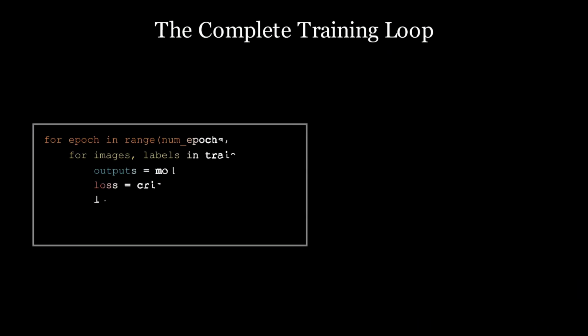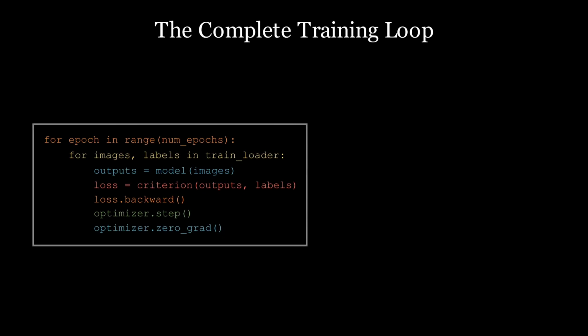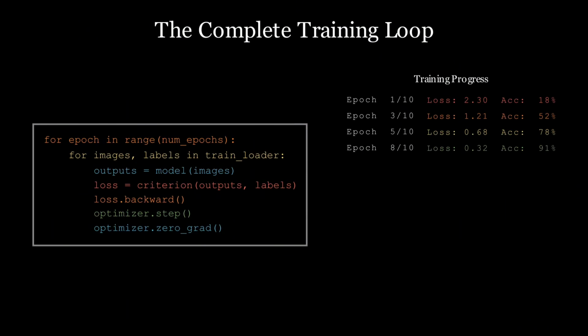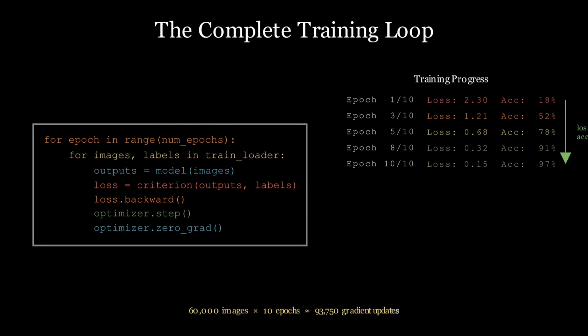At this point, we have all the pieces required to train a neural network. The training loop repeatedly performs the same sequence of operations. First, the model performs a forward pass and generates predictions. Next, the loss function measures how far those predictions are from the correct labels. Then backpropagation computes gradients for every parameter. The optimizer uses those gradients to update the weights. Finally, the gradients are cleared before the next iteration.